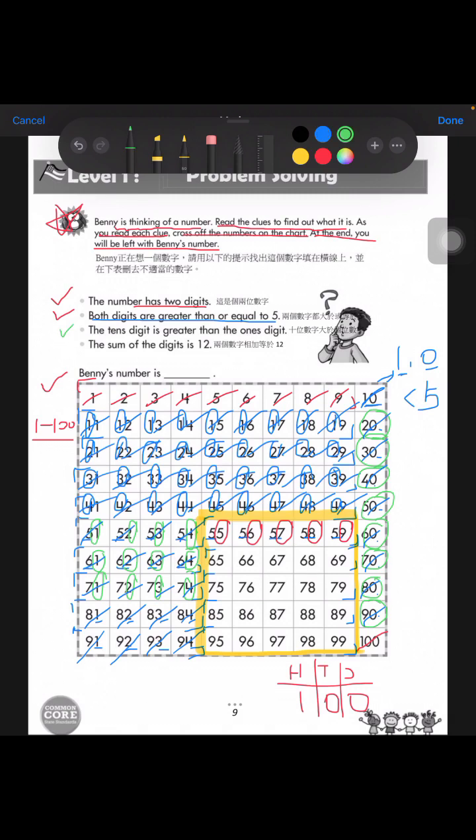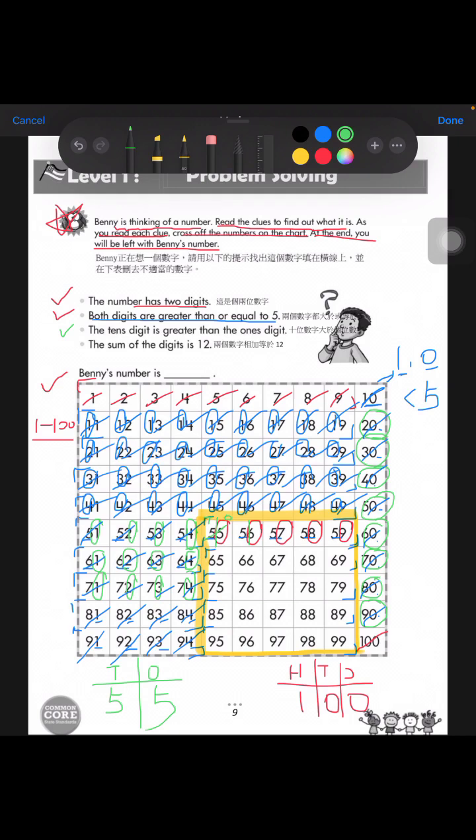And then we look at the third clue. The 10s digit is greater than the 1s digit. As we all know, if the number has 2 digits, there's a digit in the 10th place, and there's a digit in the 1 place. Take 55 as an example. 55, the digit in the 10th place is 5, and the digit in the 1 place is also 5. The digit in the 1 place and the 10th place is the same. So the 10s digit is not greater than the 1s digit, and it doesn't match with the third clue, so we can cross it out.